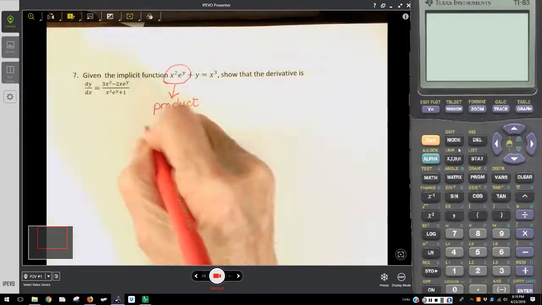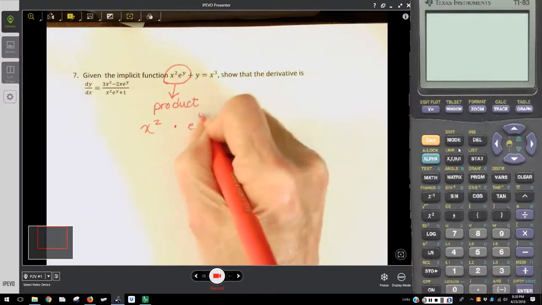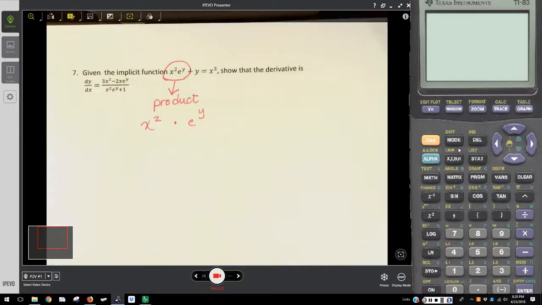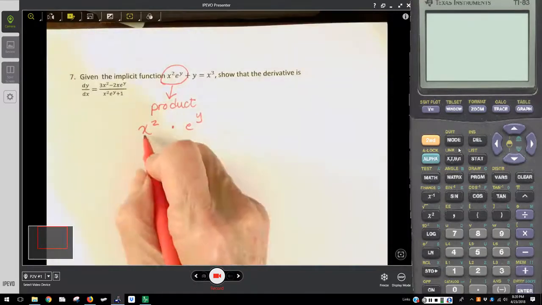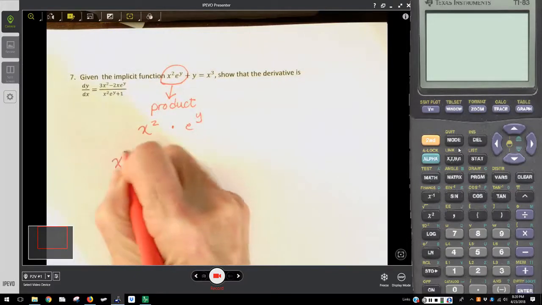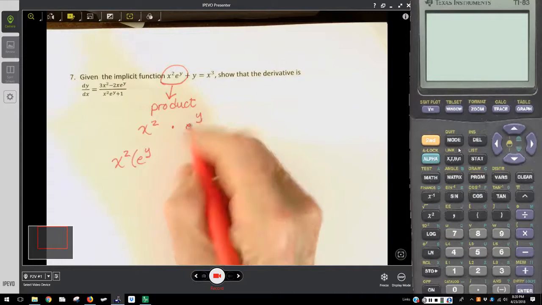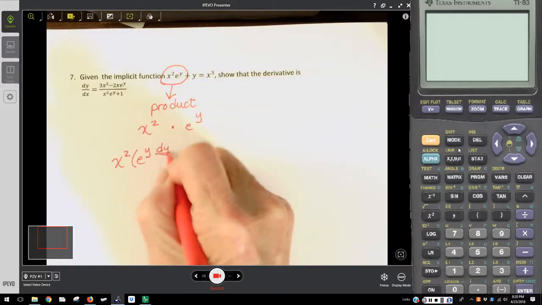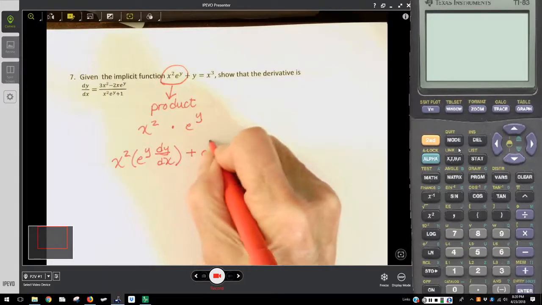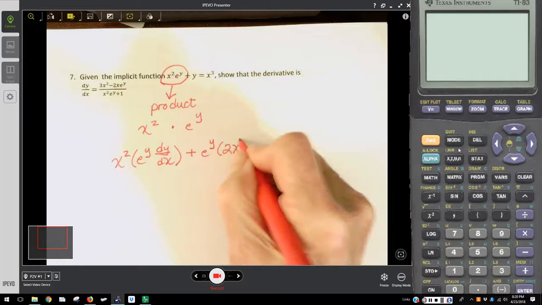This is actually x squared times e to the y. So we're going to have to use the product rule to find that derivative. So when we do that part, we're going to take x squared times the derivative of e to the y, which is, of course, e to the y, but because y is a function of x, we write dy/dx, plus e to the y times the derivative of x squared, which is 2x.